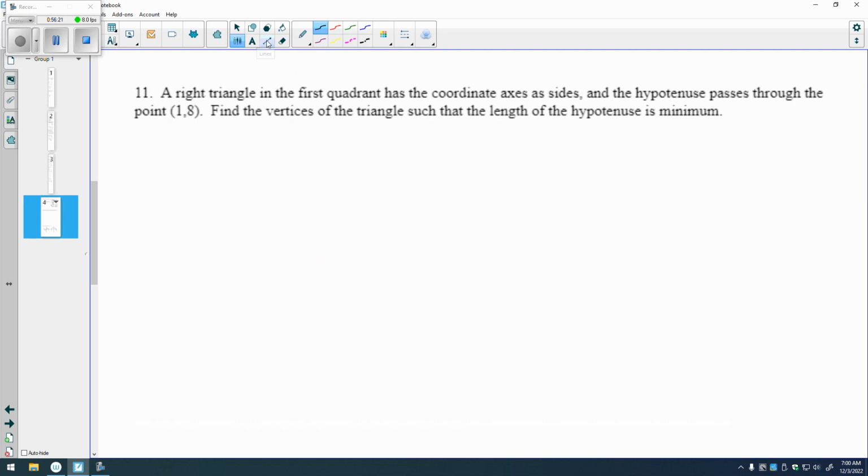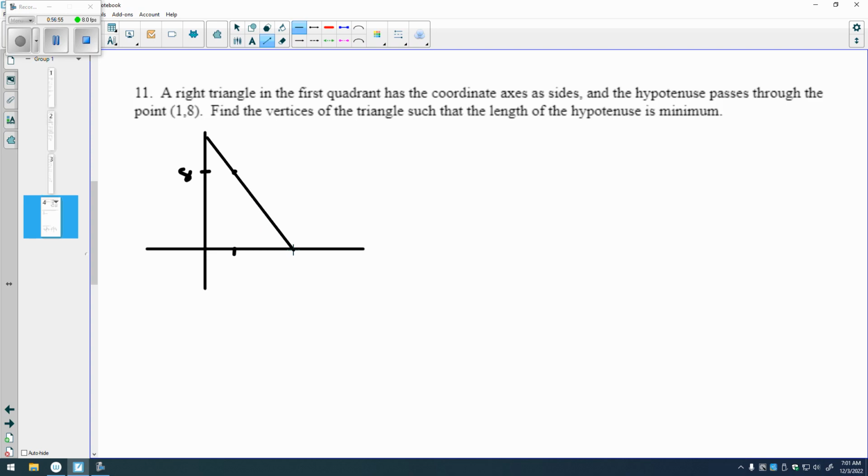We need an XY axis. I'm going to draw one again. And we know that the first quadrant has coordinate axis as sides of this triangle, and it passes through the point 1, 8. So that point right there is on the hypotenuse. The hypotenuse passes through the point 1, 8. So my hypotenuse or my graph looks something like that. Okay? I don't know where these points hit. It's just my graph looks something like that.